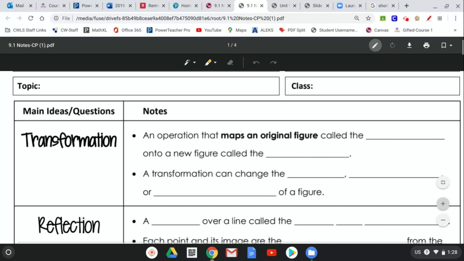So we're moving back to, and we kind of go out of order and everything like that. So we're moving to transformations. This is going to be chapter 9, and this is going to be section 1. So 9.1 here.